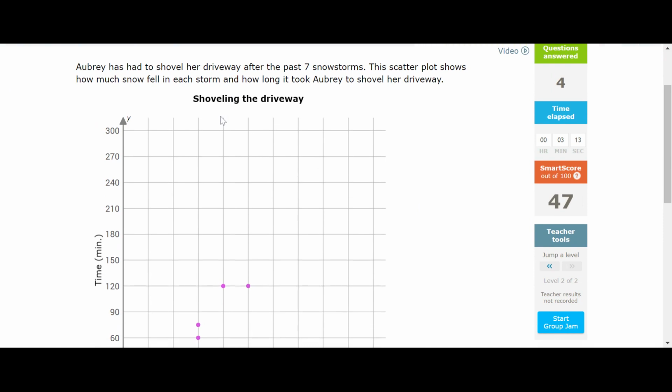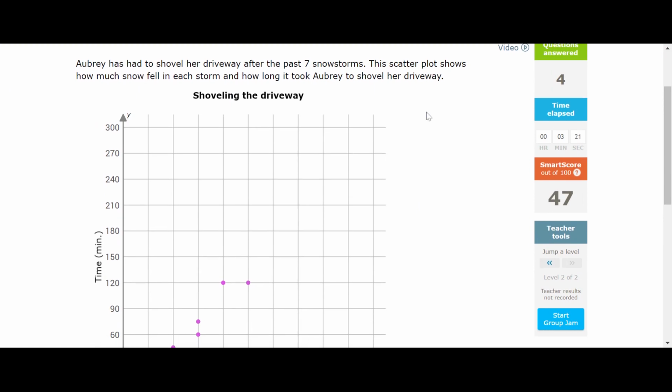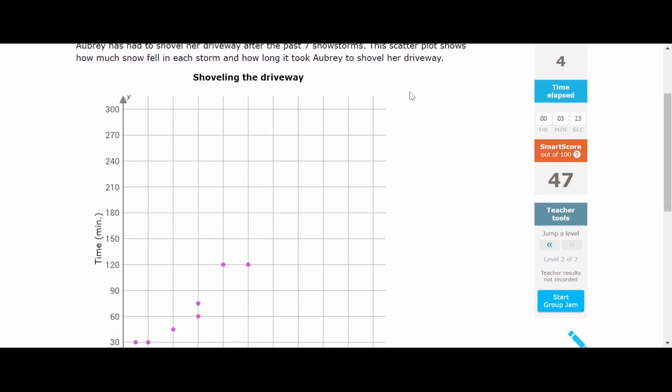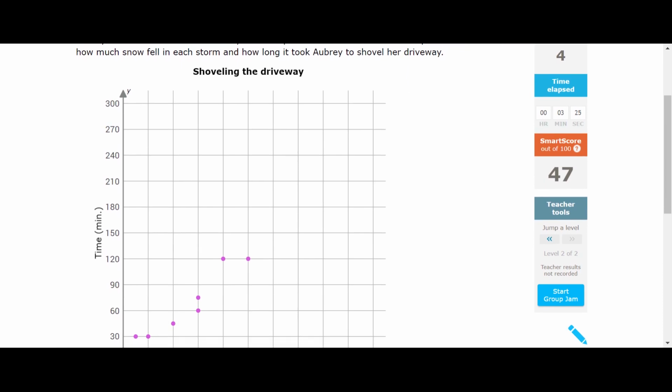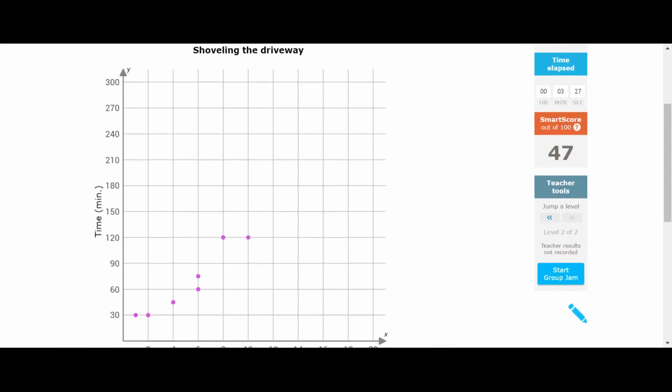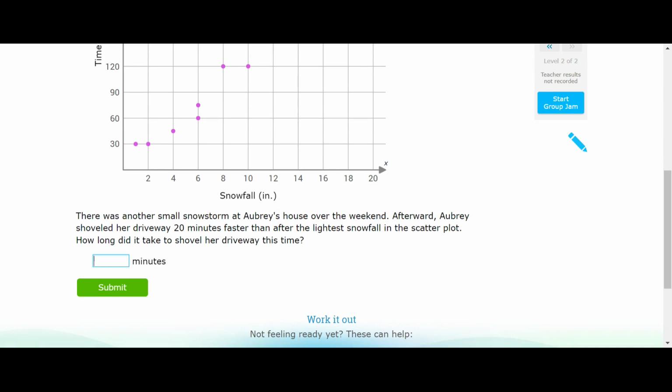It says Aubrey has had to shovel her driveway for the past 7 snowstorms. This scatter plot shows how much snow fell in each storm and how long it took Aubrey to shovel her driveway. Fun fact, Aubrey is Drake's real name. Our question says there was another small snowstorm at Aubrey's house over the weekend. Afterward, Aubrey shoveled her driveway 20 minutes faster than the lightest snowfall in the scatter plot. How long did it take to shovel her driveway this time?